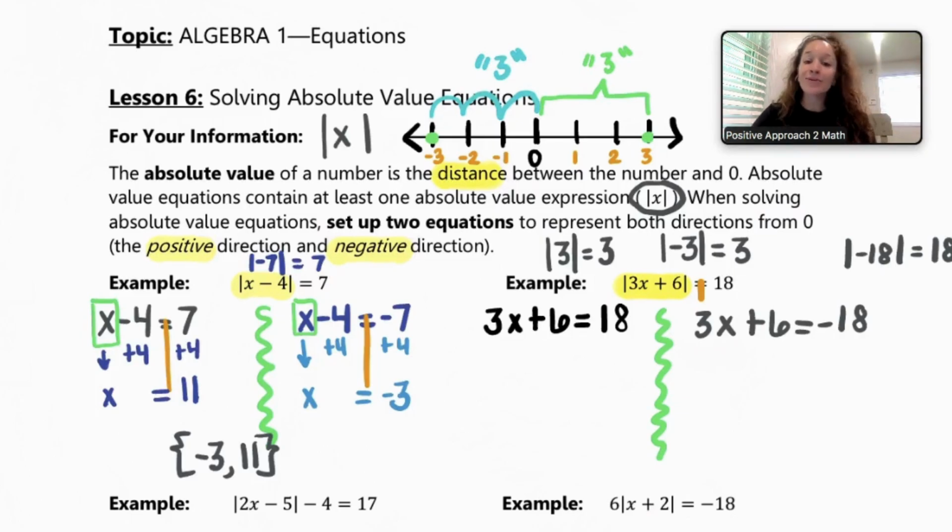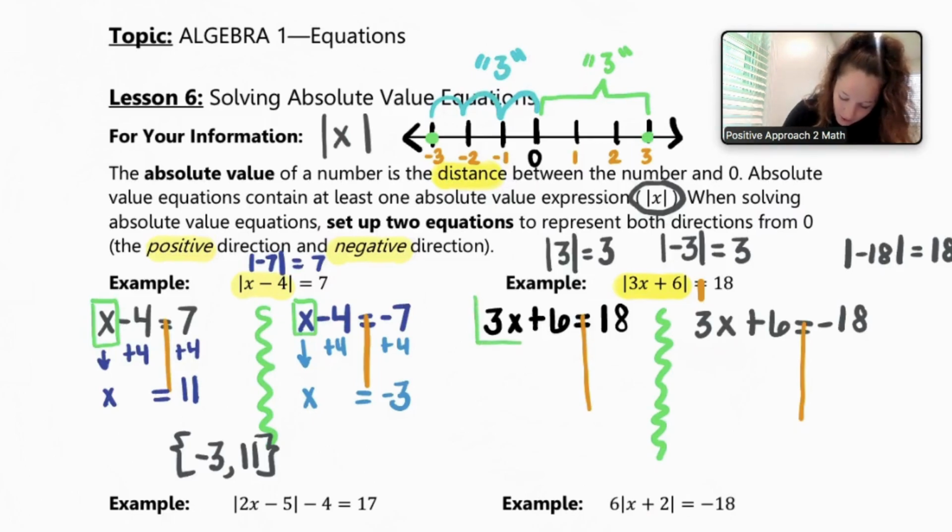Okay. So now we're going to solve, and hopefully you recognize, oh, these are two-step equations. So hopefully you can solve these on your own, which if you can, please fast forward and just solve on your own. And I'm going to just go through it a little bit quicker. So we put that 3x in the box. We need to get rid of that plus 6. So we're going to subtract 6.